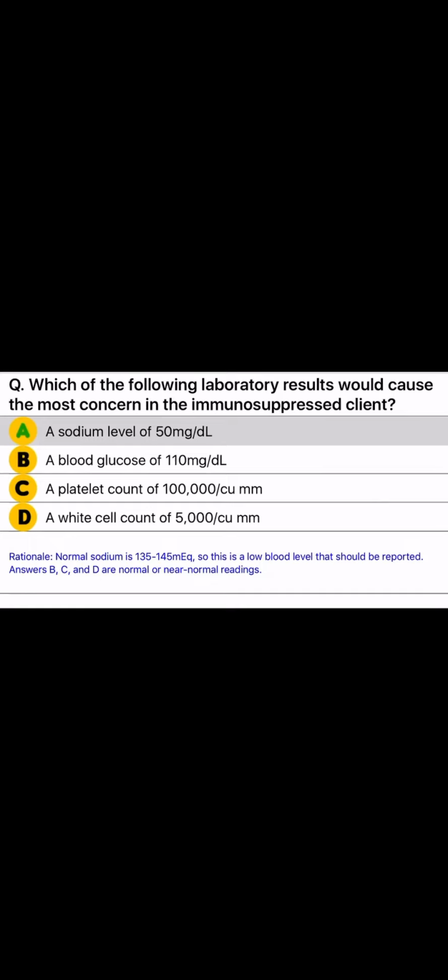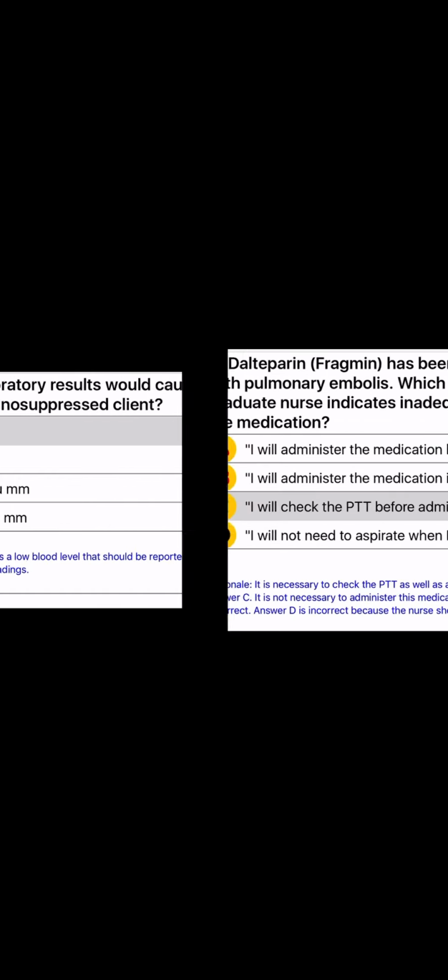a patent airway and prevention of aspiration is the priority. Q. Which of the following laboratory results would cause the most concern in the immunosuppressed client? A. Sodium level of 50 mg/dL. B. Blood glucose of 110 mg/dL. C. Platelet count of 100,000/mm3. D. White cell count of 5,000/mm3. Rationale. Normal sodium is 135 to 145 mg. So this is a low blood level that should be reported. Answers B, C, and D are normal or near normal readings.